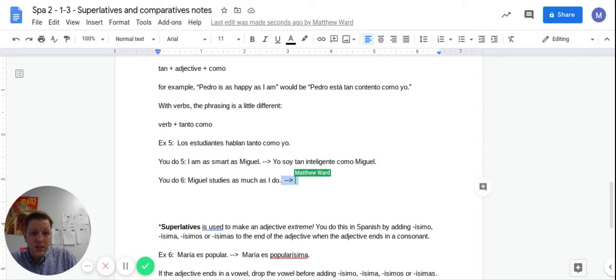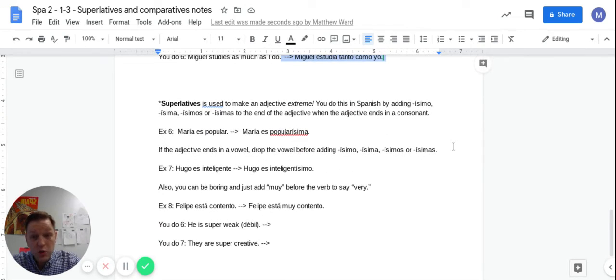Miguel studies as much as I do, so it's going to be, start with Miguel studies. Miguel estudia, and then that's the verb. Miguel estudia, well, subject and verb. Tanto como, and then I do is yo. Miguel estudia tanto como yo. Does that make sense? We good so far?